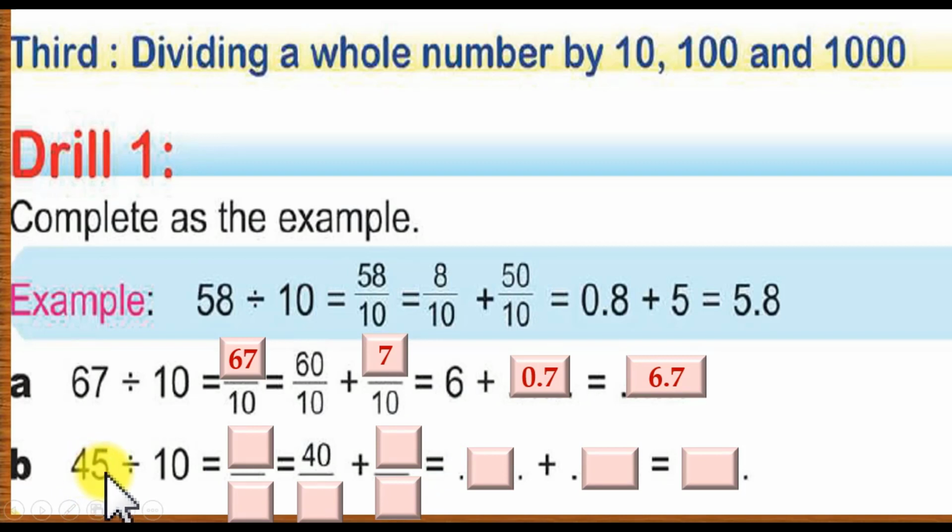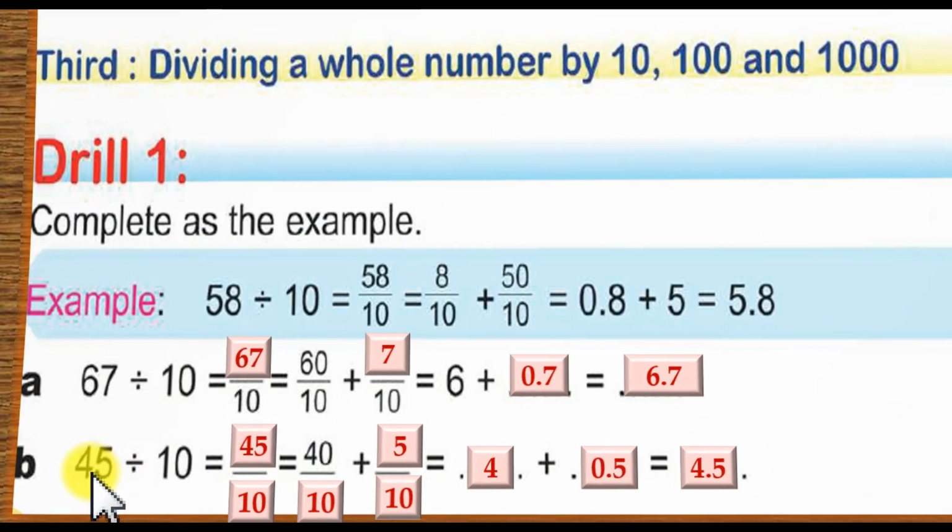طيب 45 divided 10 كأنها 45 over 10. 45 over 10 equals 40 over 10 plus 5 over 10. 40 over 10 equals 4 plus 5 over 10 equals 0.5. So the sum is 4.5. بنفس الطريقة اللي قلنا عليها أنا بعمل divided by 10, put the decimal point after one digit. ادي اول digit عندي 5 هحط الديسيمال بوينت بعده على طول هيبقى 4.5.